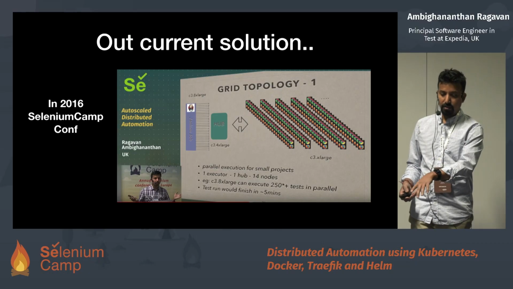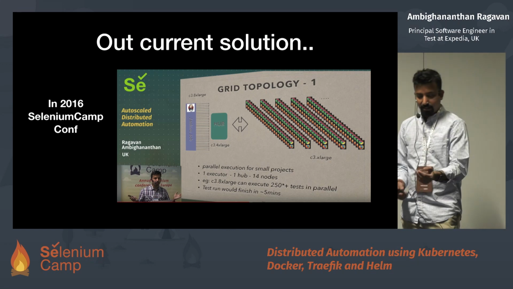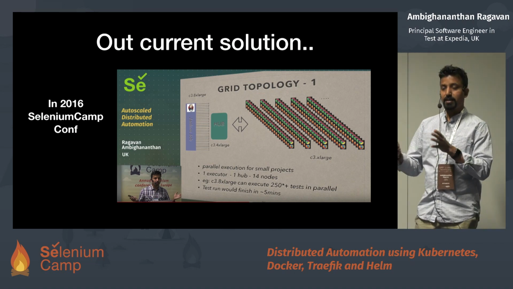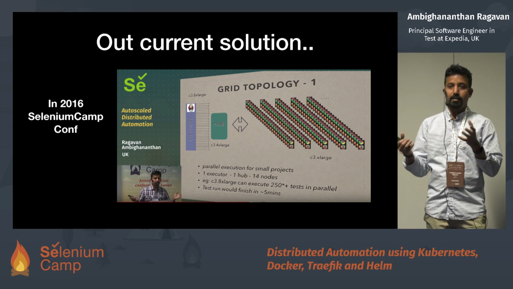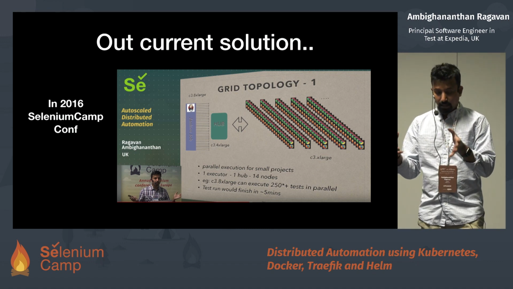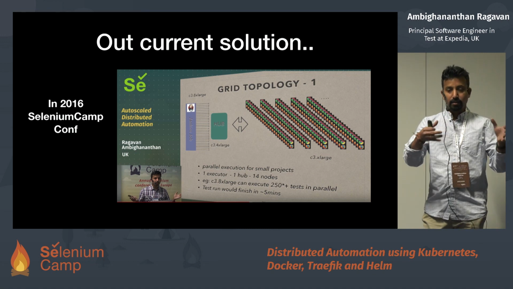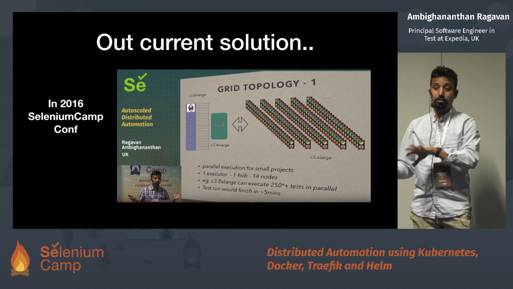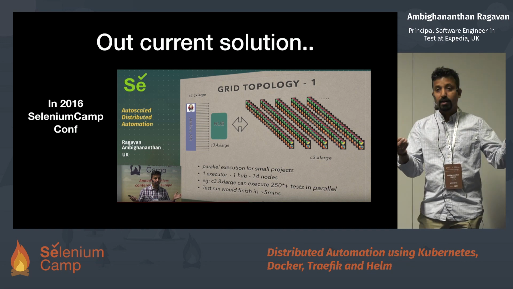So what we are using at the moment at Expedia is our current solution, and this is a screenshot from my 2016 talk here, right here in Selenium Camp. It's distributed automation based on an open source project called Selenium Grid Scaler. What it does is we run our hubs in AWS, and the Selenium Grid Scaler makes your hub a bit more intelligent. It's basically Selenium Grid plus some extra Java code to talk to AWS, and you can actually request a hub saying, hey, I'm going to run 500 tests.